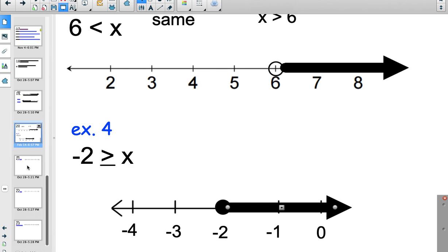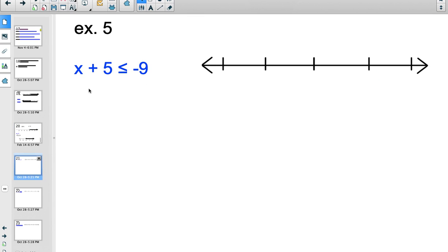All right, we got a couple more slides here. Now we're solving inequalities. You're going to solve these like one-step equations. I'm running a little late to a meeting, so I'm going to be speeding it up. Feel free to pause it. Email me if you have any questions. To solve this one, you're going to subtract 5 on both sides.